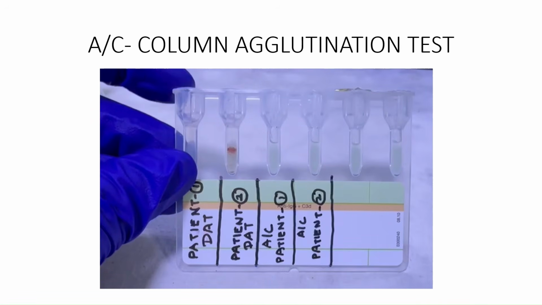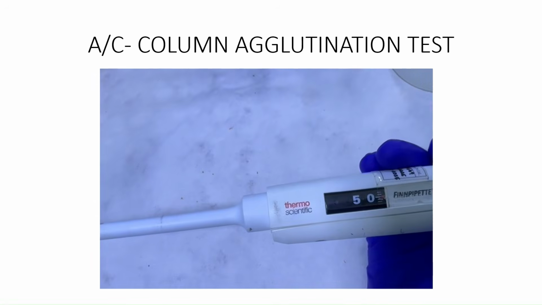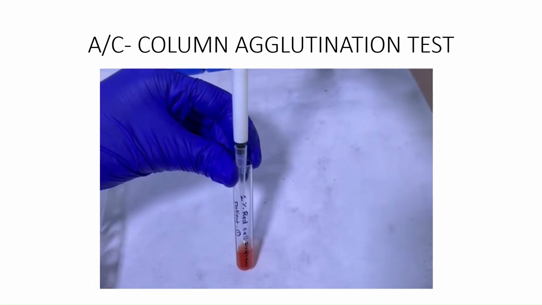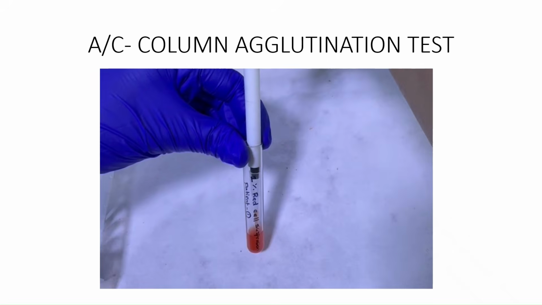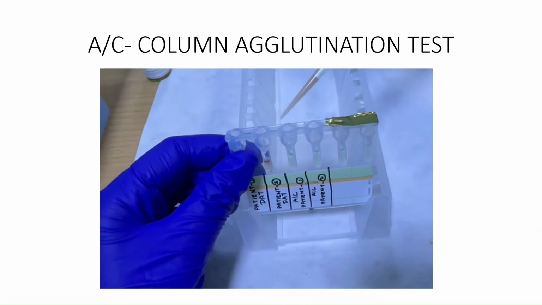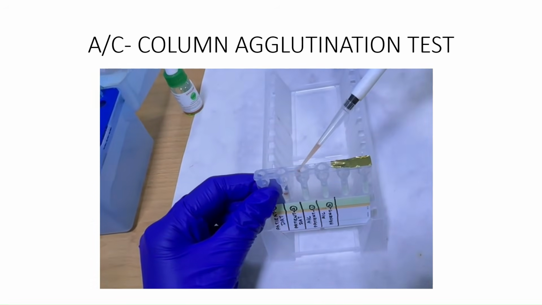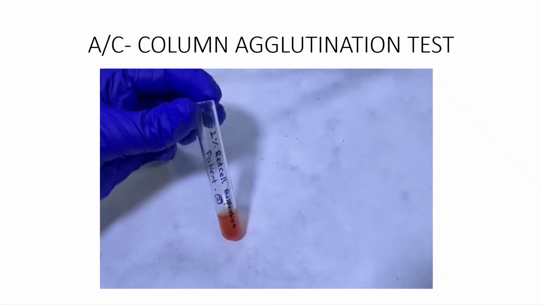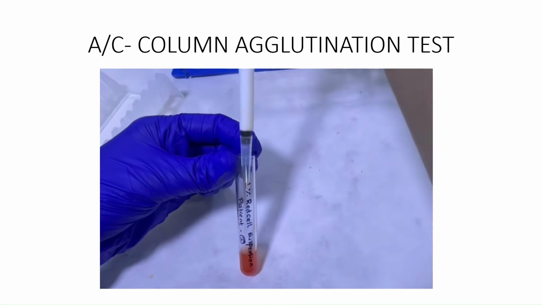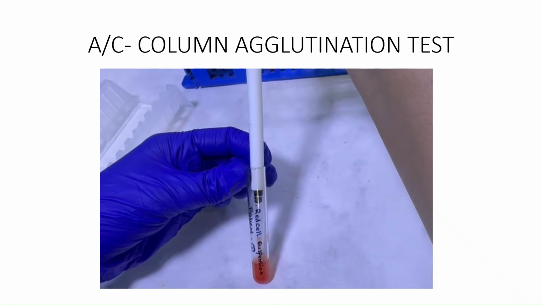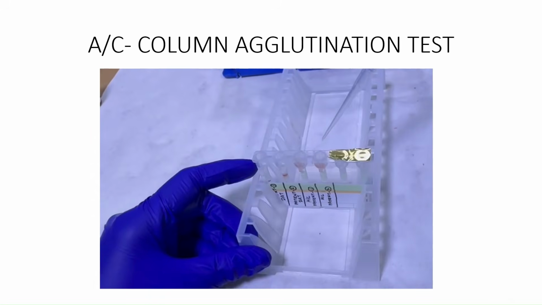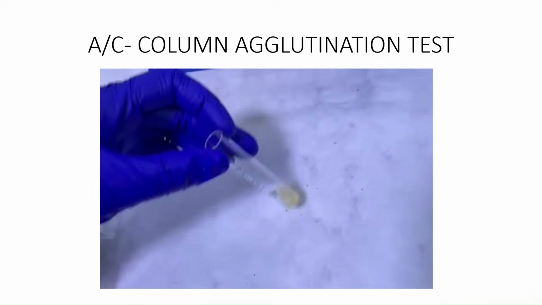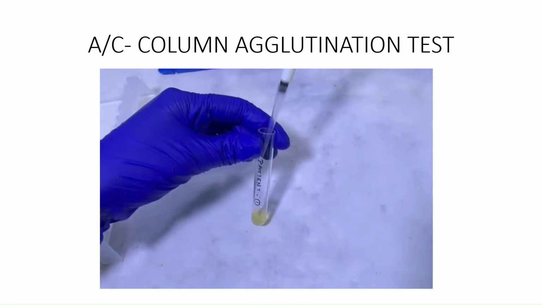Coming to auto control by column agglutination technique. The first and foremost step is to label the gel card column. So first we have labeled for patient 1 and patient 2. 50 microliter of 1% red cell suspension is to be added in the wells. So first we have added for patient 1. Next similarly 50 microliter of 1% red cell suspension is being added into the patient wells.